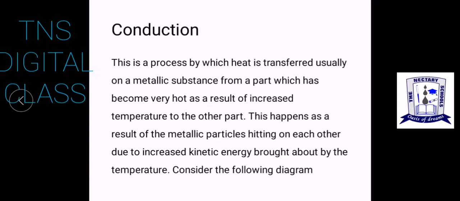Now, convection is a process by which heat is transferred, usually on a metallic substance, from a part which has become very hot as a result of increased temperature to the other part. Now, this happens as a result of the metallic particles hitting on each other due to increased kinetic energy brought about by the temperature.